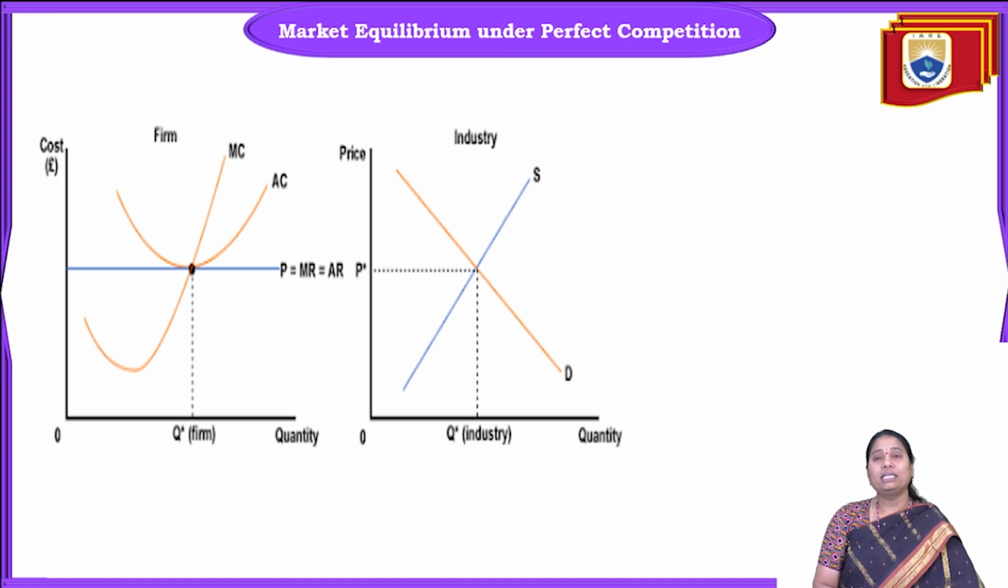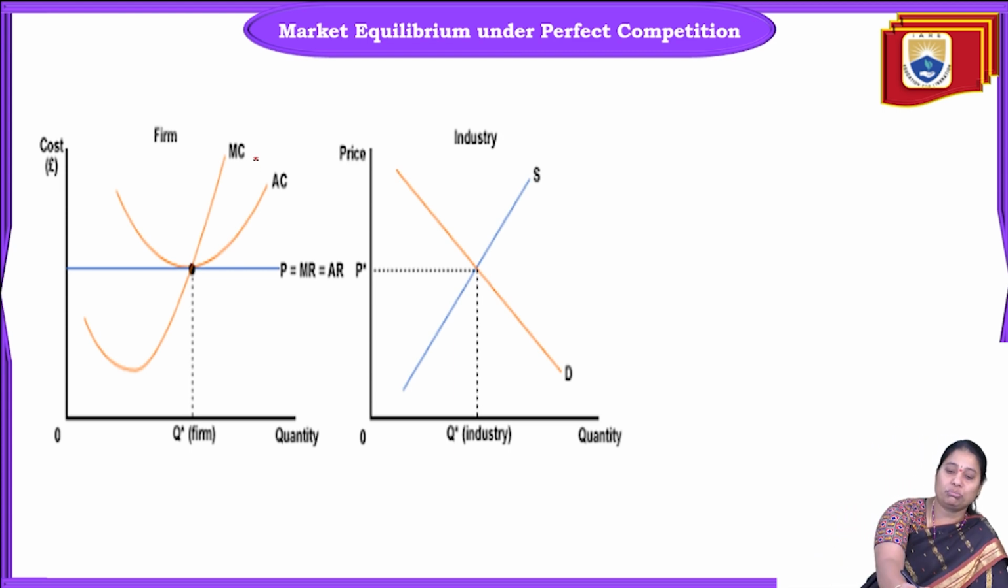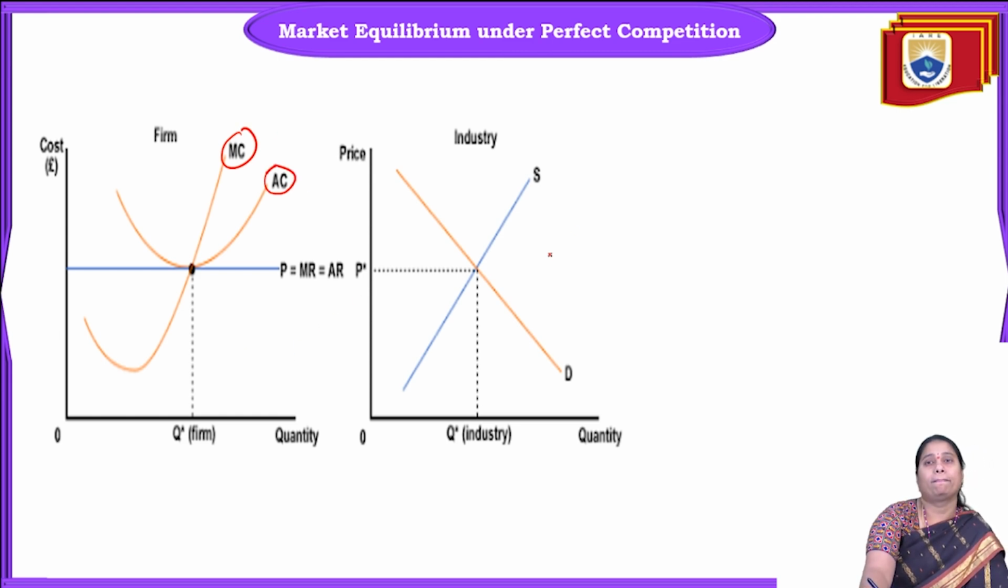And if we look at it, the market equilibrium under perfect competition will always be very close to the marginal cost as well as the average cost. And it is the meeting point of supply and demand.